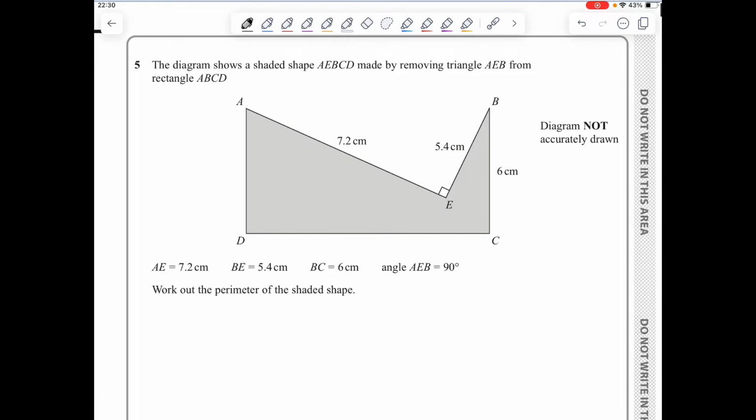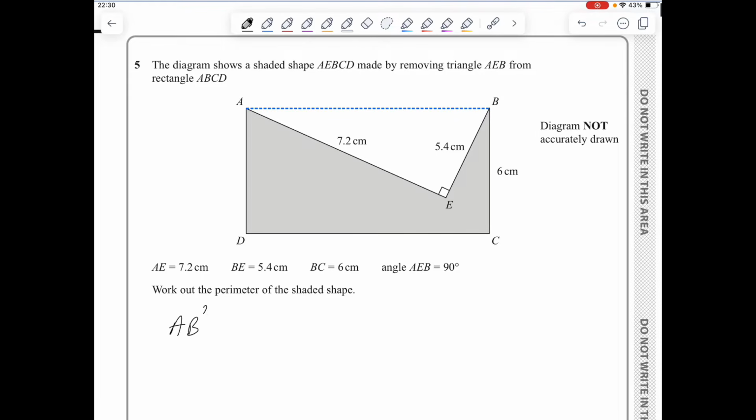In question 5, to find the perimeter, first I'll need to find the length of CD, which is this one. Now, CD is the same as the line joining A and B, which I'm going to draw now. And to find AB, I'll use Pythagoras theorem. I've got the right angle triangle.